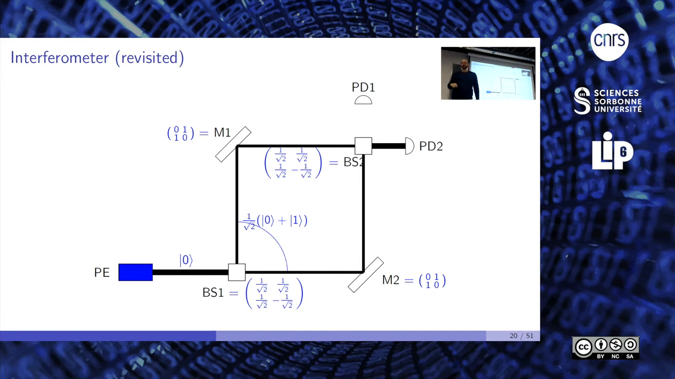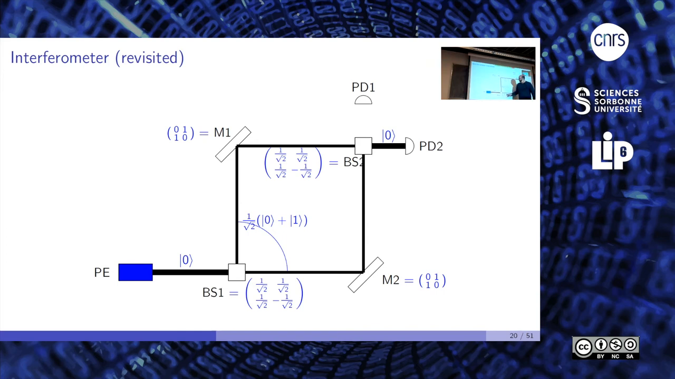And finally, we apply this last Hadamard gate, and the Hadamard gate maps the plus state to the zero state. So after you have the plus state here, and you apply the Hadamard again, you're back to the zero state, and that's why here we measure 100% of the photons. Okay, so it's nice to go back and say that this is why quantum is happening.